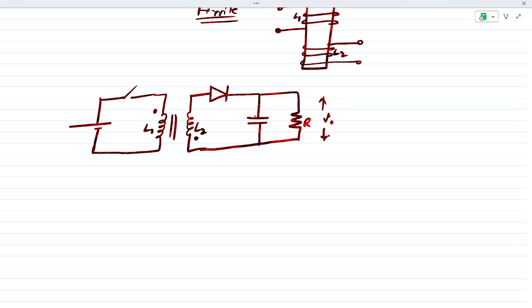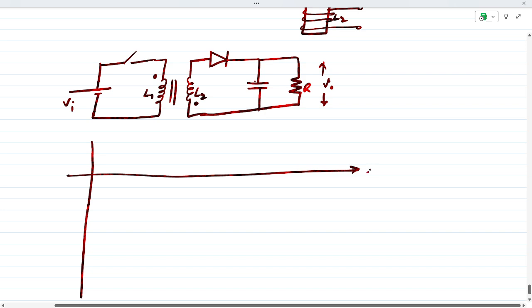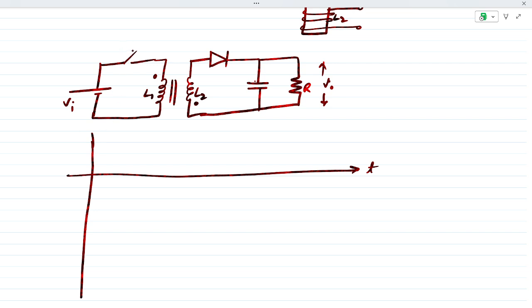Now let us see the working of this flyback converter with the help of waveforms. So first of all, let us draw the switching cycle of this MOSFET. So this is the on time, this is the off time, this is again on time, this is off time, this is on time, and this is off time. Okay. So this is the switching pattern.